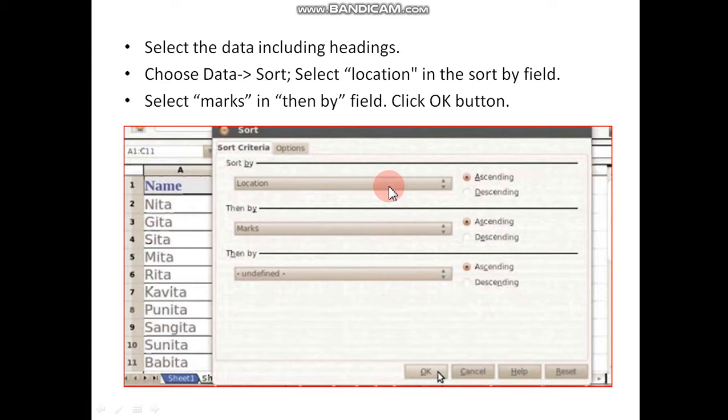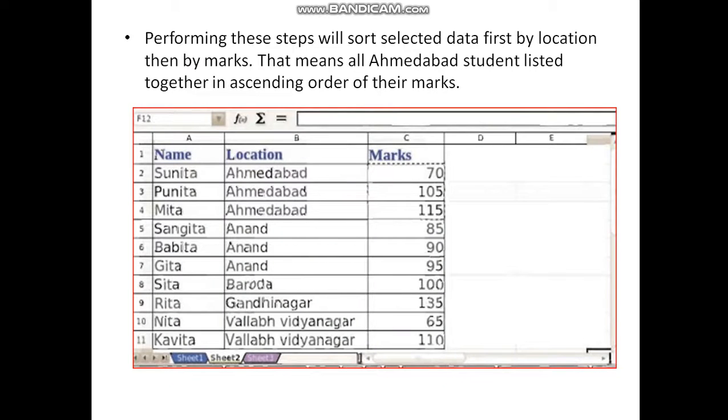In the above example, we chose sort by total. Then if here we want to sort by location, then click sort by location and ascending and then click OK, then by marks and then click OK. Performing these steps will sort the selected data first by location. See, Ahmedabad is the first name.